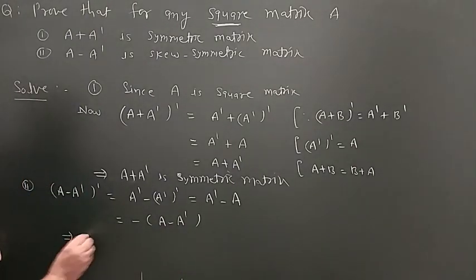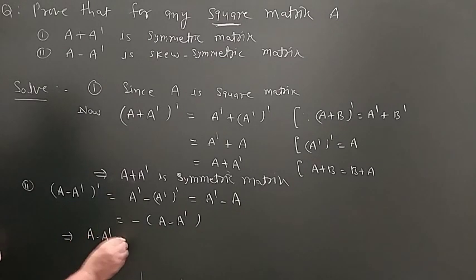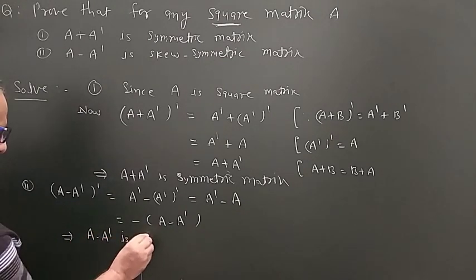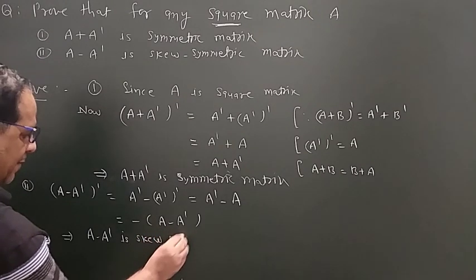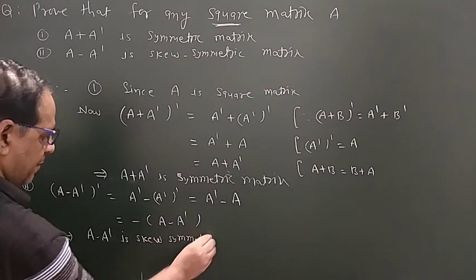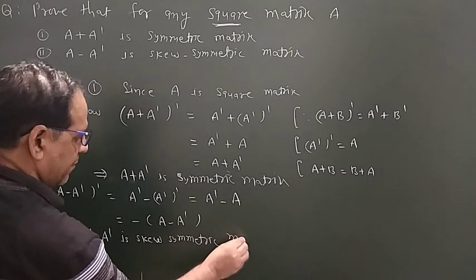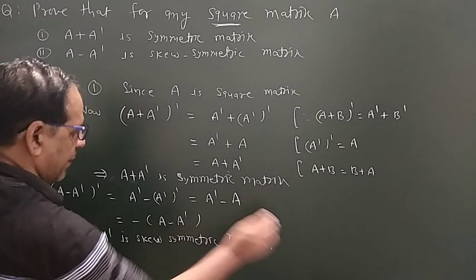This implies that A minus A dash is a skew symmetric matrix.